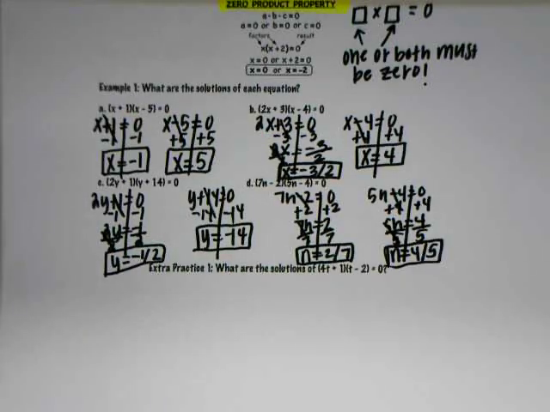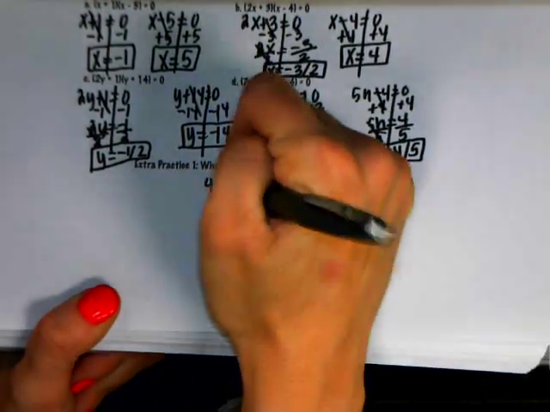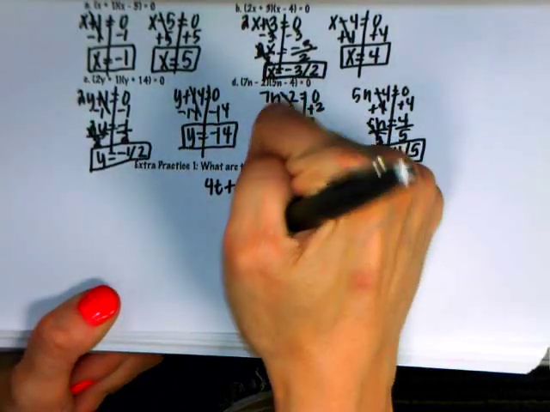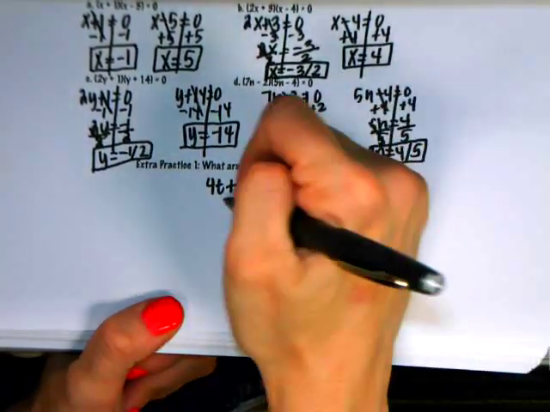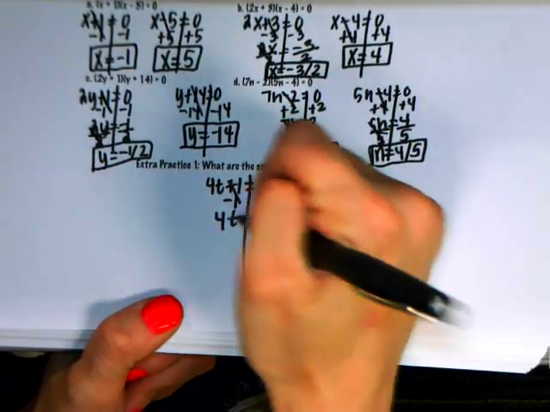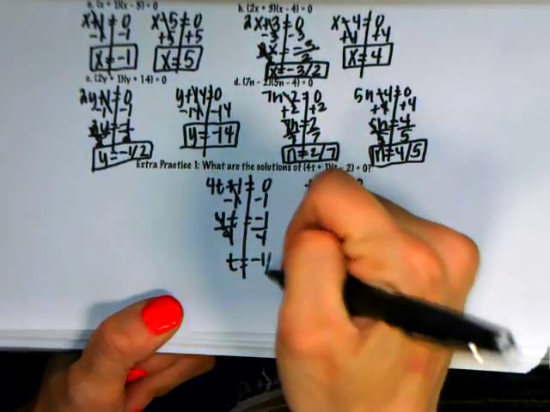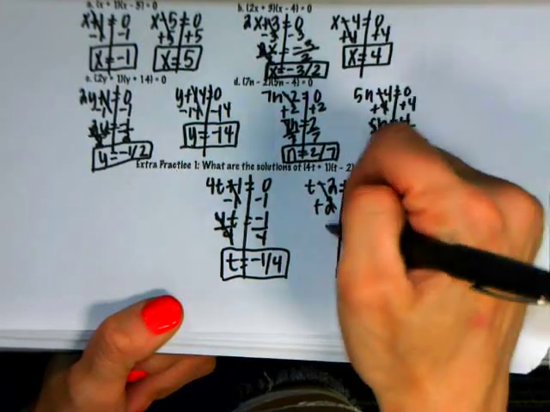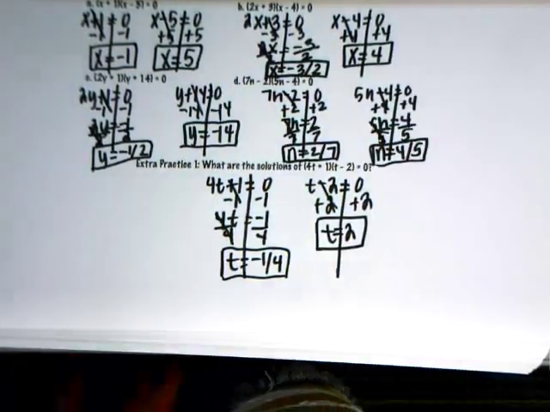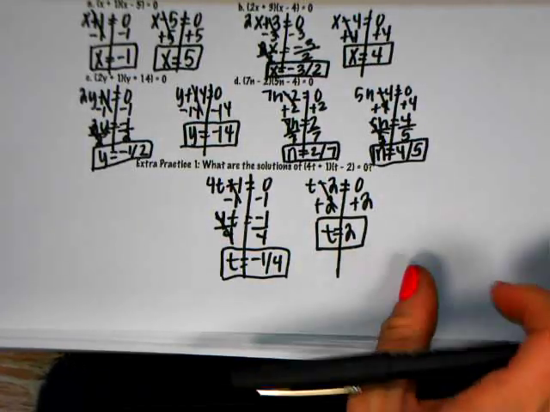Okay, we good to go over it? Yeah, okay, so you would set up 4t plus 1 equals 0 and t minus 2 equals 0. So for the first one, you would get negative 1/4. And then for the second one, you would get 2. Are we good there? Yes? Okay. Moving on now. So go ahead and go to the next example.